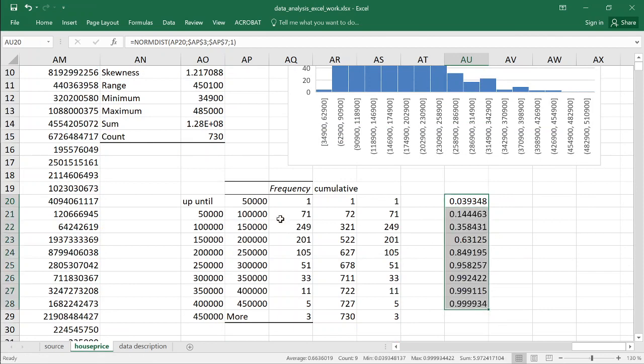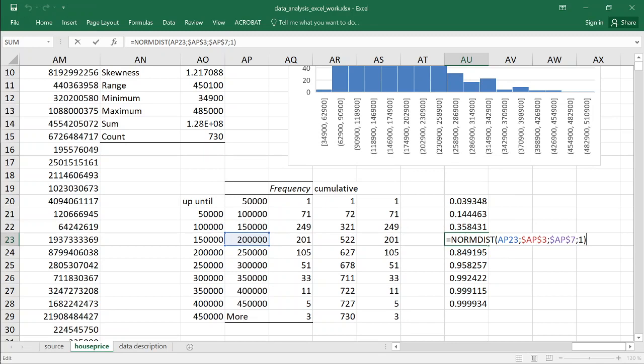We can do that for other entries here. So for instance, we get a probability of observing prices below 200,000, assuming a normal distribution, and that probability is 63%. I call this cumulative normal.